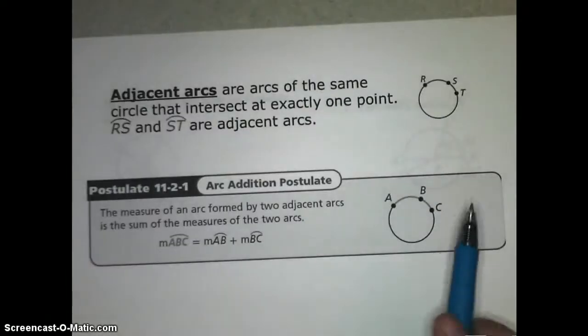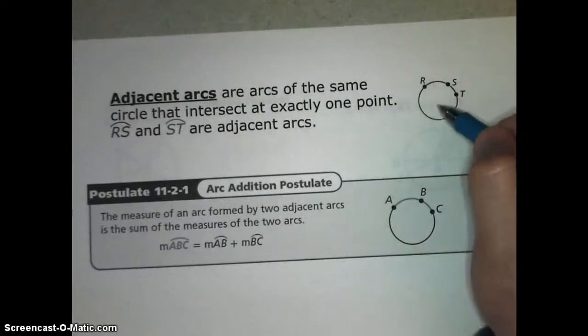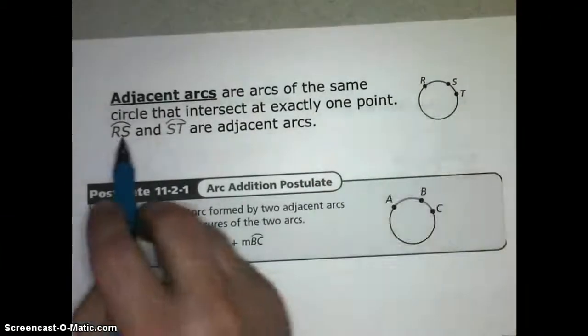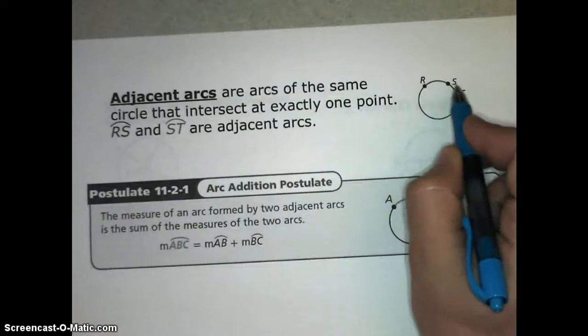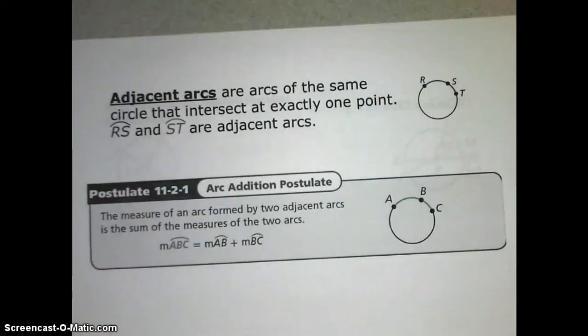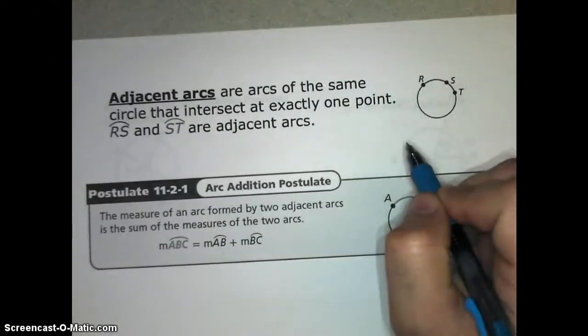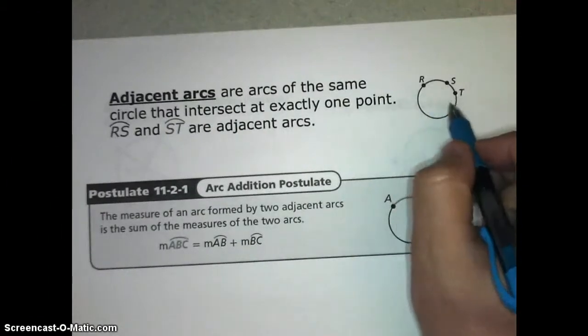So we need to talk about adjacent arcs. Adjacent arcs are arcs of the same circle that intersect at exactly 1 point. So in this example, arcs RS and ST are adjacent arcs. Now, adjacent arcs are like adjacent segments in that their measures would add up to the total.